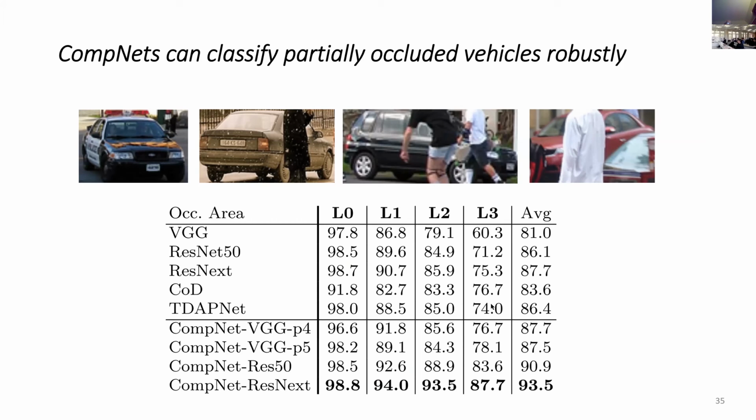You can do a few other things on here, but still the comp net is far more robust because it has the concept of parts in it, it's learned them, and it knows that some parts of the object can be missing. That's all it needs to know. It doesn't need to know anything about the distribution of the occluders or anything like that, and yet it's robust.